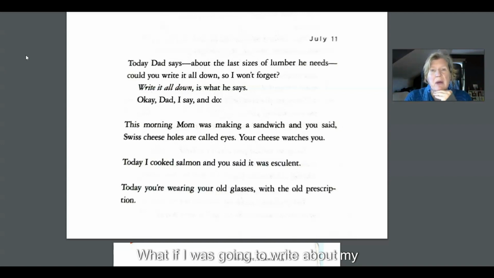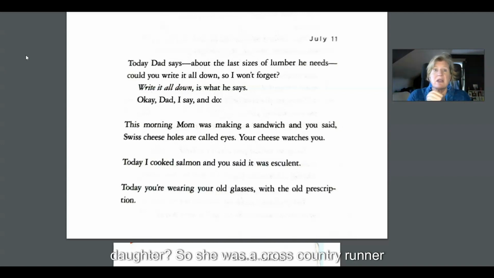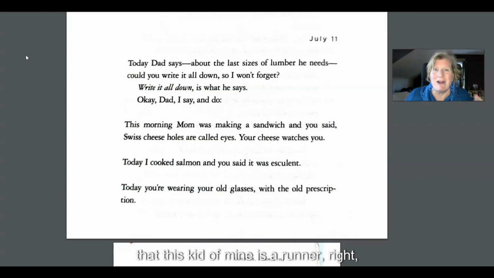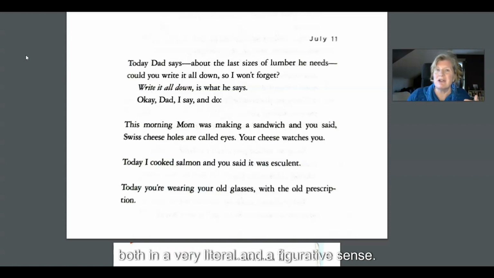What if I was going to write about my daughter? So she was a cross country runner in high school and in college. And then she graduated high school early, worked a couple jobs so that she could take herself and travel alone for 3 months. So she wanted to go abroad by herself and figure things out. So there's a way that this kid of mine is a runner, right? Both in a very literal and a figurative sense.